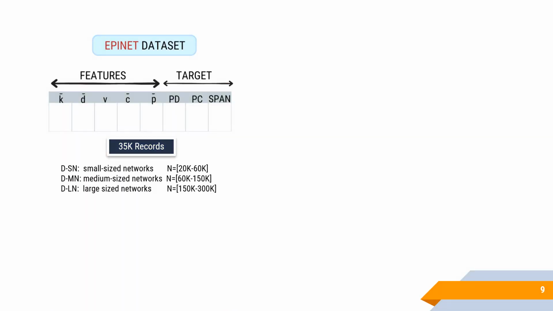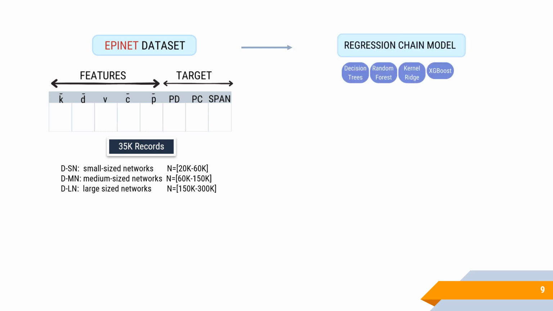So, based on the network sizes, we split our dataset into 3 partitions corresponding to small size networks called DSN, medium sized networks called DMN, and large size networks called DLN. Since the epidemic variables are correlated, we use a regression chain model to capture the dependencies between the target variables. We set the order for the regression chain as peak day, peak cases, and span, as this order was empirically found to deliver the best quality predictions among all possible orders.